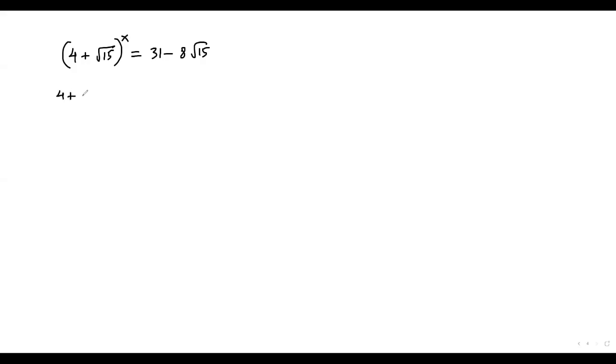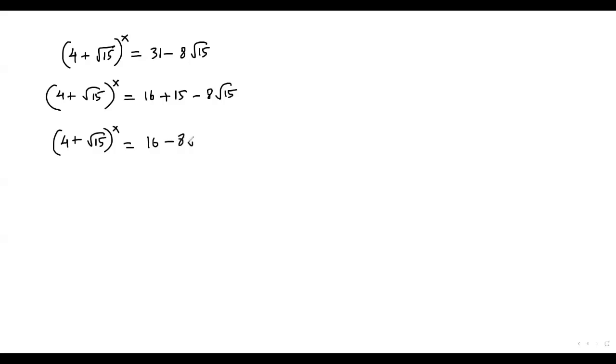Okay, so let me write (4 + √15)^x. Now I'm going to do the same thing I did for the first equation. That is, I'm going to split this 31 into 2 parts: 16 + 15 − 8√15. So (4 + √15)^x equals 16 first, and then we can write this −8√15 + 15.